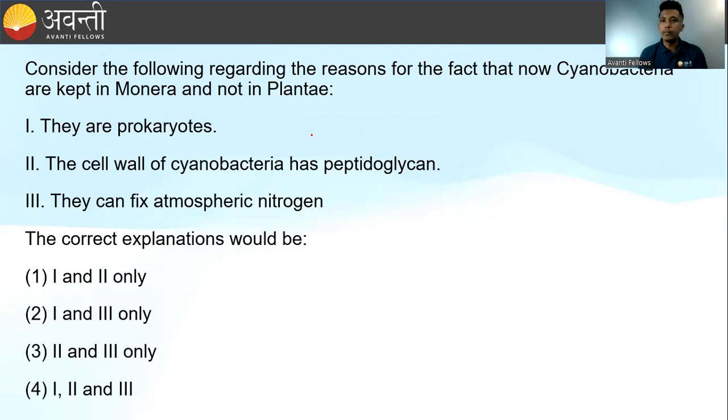So the reason they put cyanobacteria in Monera is because they are prokaryotes, and the cell wall of cyanobacteria is made up of peptidoglycan. The ability to fix atmospheric nitrogen is not the subject here, because it will not justify whether we have to put it in prokaryotes or eukaryotes. Even several eukaryotes perform the same function. So we eliminate the third option as a criterion for putting cyanobacteria into Monera, not Plantae. The correct explanation would be 1 and 2 only. This is our right option.